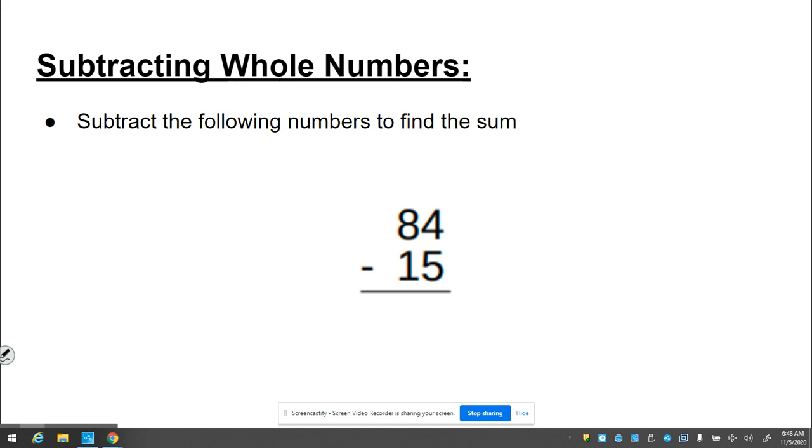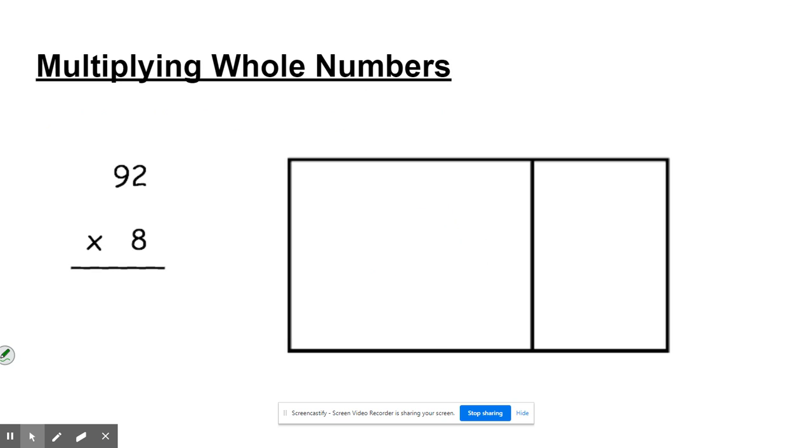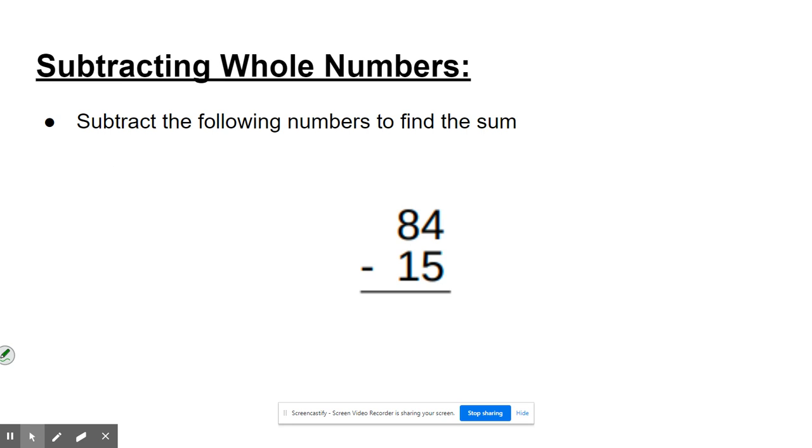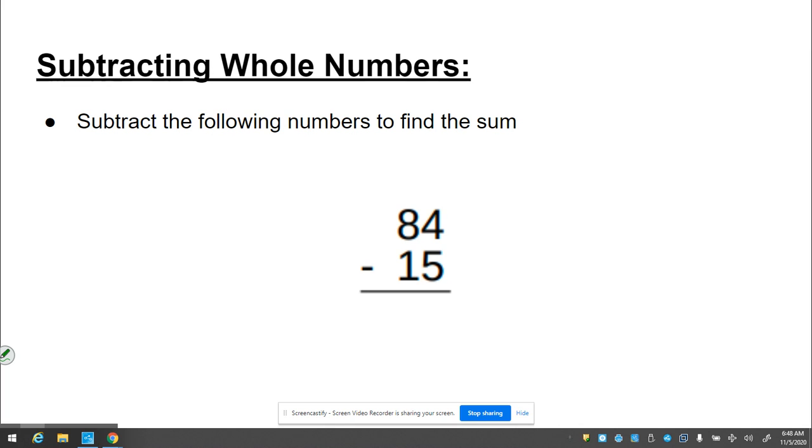And now this practice problem, I want you guys to try on your own. So what is 84 minus 15? First thing we do is subtract our ones column. If I have 4 of something, can I take 5 away? No, I can't. So what we're going to have to do is borrow.